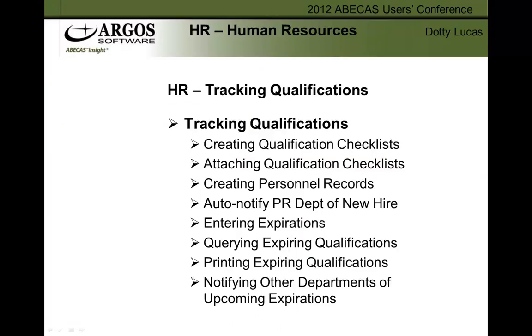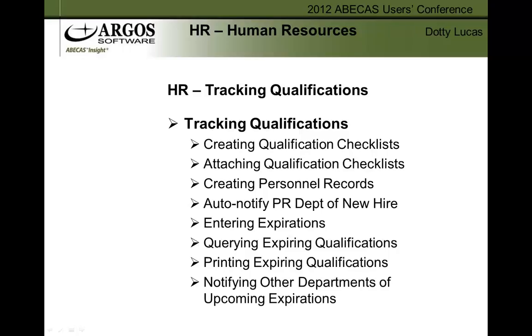The next area of the HR module we'll be discussing is the qualifications and personnel area. At this point in the process, we've hired an individual to take a position with the company, and there are particular qualifications that need to be tracked based on the position they were hired to fill. To follow down the bullet points listed, we're going to go about showing you that we can create qualification checklists that are very specific to different positions. We can attach those qualification checklists to that person's application when we create them into a personnel member.